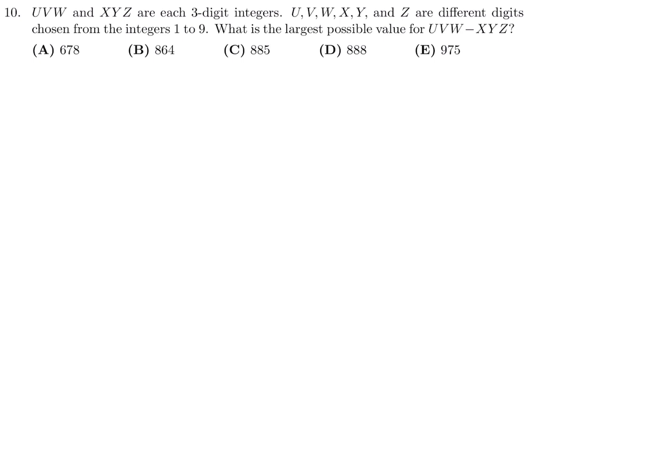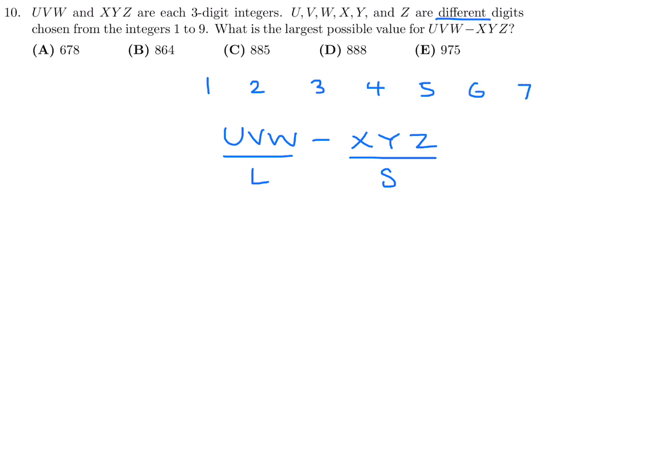UVW and XYZ are 3-digit integers. U, V, W, X, Y, Z are different digits chosen from 1 to 9. What is the largest possible value for UVW minus XYZ? So we want the largest possible value for this. If that's the case, we want this to be as large as possible and this to be as small as possible. Remember, we have to choose digits from 1 to 9, and all of them have to be different. Can't use the same one. Can't use 111 or 999. That's not allowed.